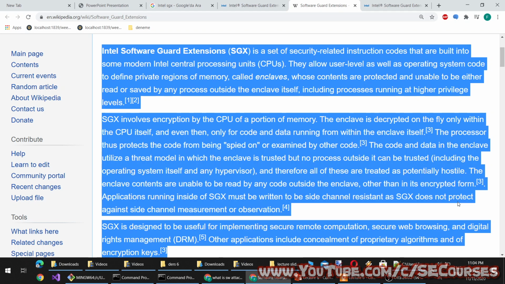Applications running inside of SGX must be written to be side-channel resistant, as SGX does not protect against side-channel measurement or observation. SGX is designed to be useful for implementing secure remote computation, secure web browsing, and digital rights management (DRM). Other applications include concealment of proprietary algorithms and of encryption keys.